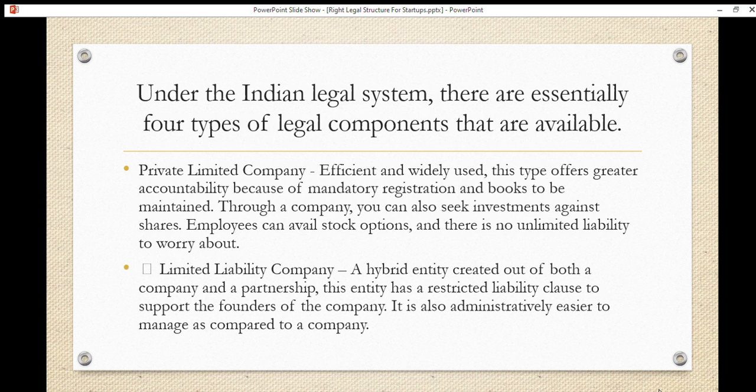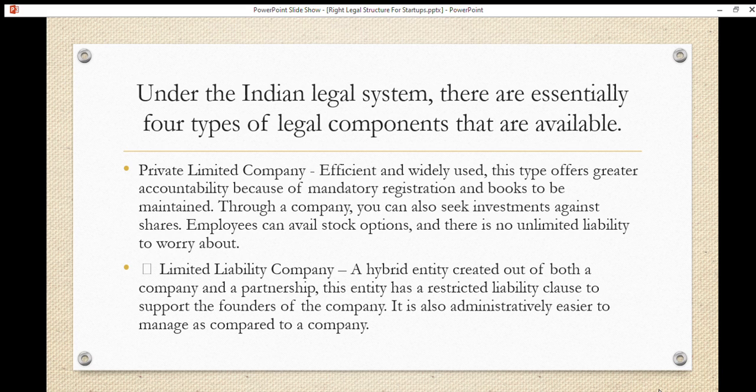Then we have the limited liability company, a hybrid entity created out of both a company and a partnership. Remember, a combination of both. This entity has restricted liability to support the founders of the company. It is also administratively easier to manage as compared to a company. A limited liability company can be easily administered, and it has restricted liability for its founders and its partners as well.